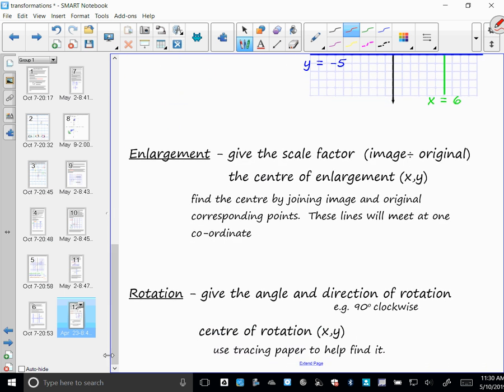Enlargements and rotations are worth 3 marks. So, the 1 mark is for saying an enlargement, 1 mark is for the scale factor, and 1 mark is for the centre of enlargement. Rotations, 1 mark for rotation, 1 for the angle and direction. As I said, it's better these days to just say clockwise or anti-clockwise rather than worry about is it positive, is it the right way round. And then the centre of rotation is your third piece.